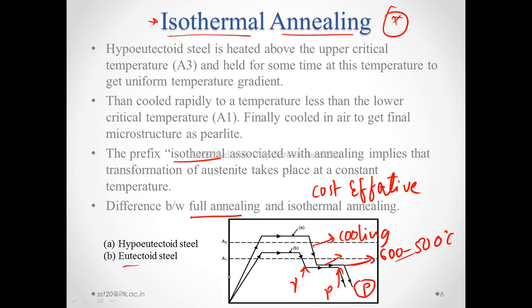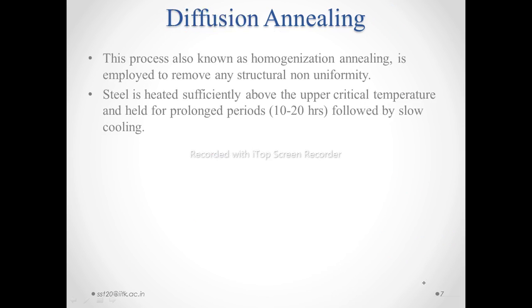This is all about the isothermal annealing. Okay, next type of annealing is diffusion annealing. So in this annealing process, we are removing the non-homogeneity in the structures. I will explain in detail.